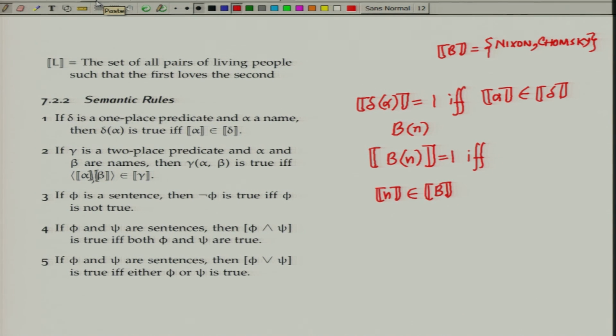Now, semantic rule 2, that is, now we are talking about this rule. If gamma is a 2 plus predicate and alpha and beta are names, then gamma, alpha, beta is true if and only if this. Now, once again we define, gamma stands for only 2 plus predicates, and we have just L and K. So, let us elaborate on K. Suppose we are defining it, not that it is given. Suppose the reference of K is this.